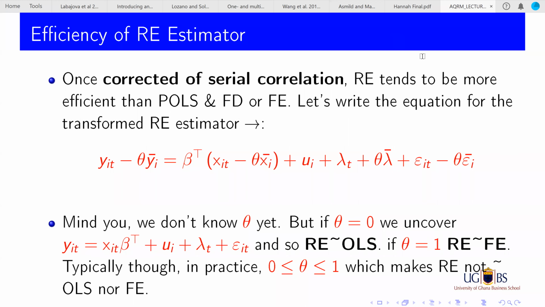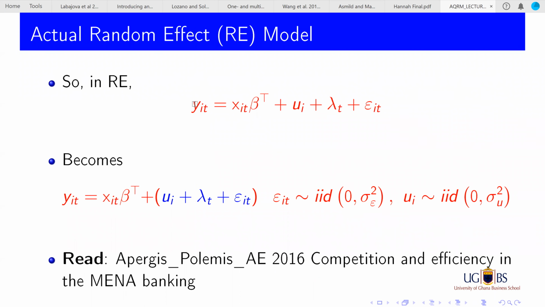Let's write the equation now for the transformed random effect estimator. You get YIT minus theta YI equals, you apply everything here to theta. Now you're going to understand theta very soon. Once you do that, this becomes the random effect estimator. Mind you, we don't know what theta is yet, but this is what we know. If theta is 0, then everything in this bracket is going to be 0. So if theta is 0, we get back the same equation.